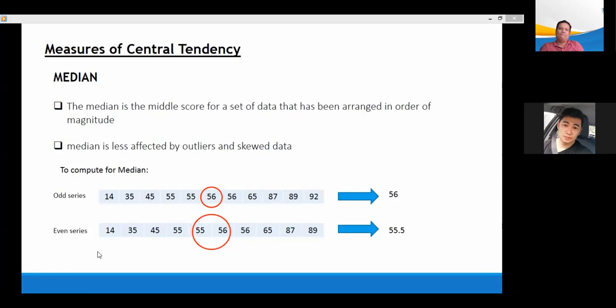This works fine when you have an odd number of scores. But what happens when you have an even number of scores? What if you had only 10 scores? Well, you simply have to take the middle two scores and average the result. So, 55 plus 56 divided by 2 is equal to 55.5. The median is 55.5.